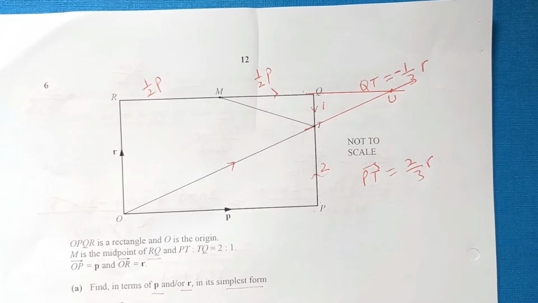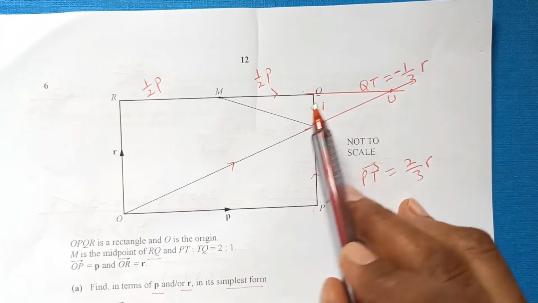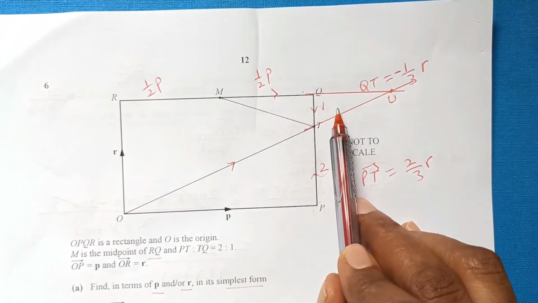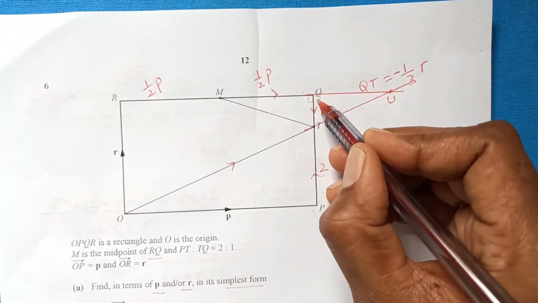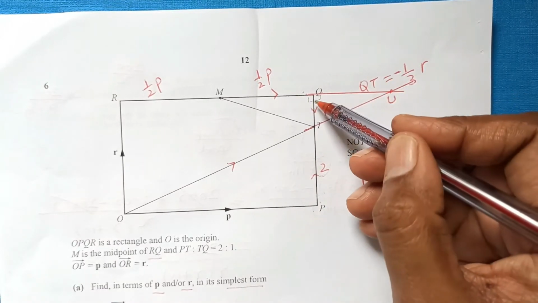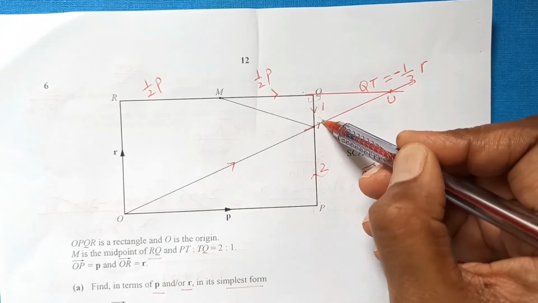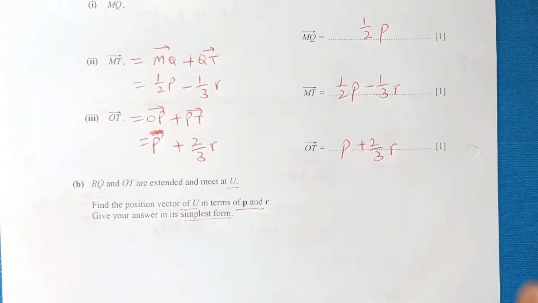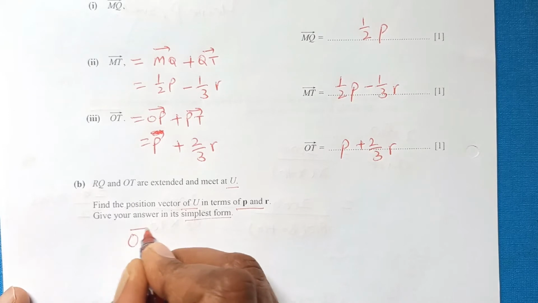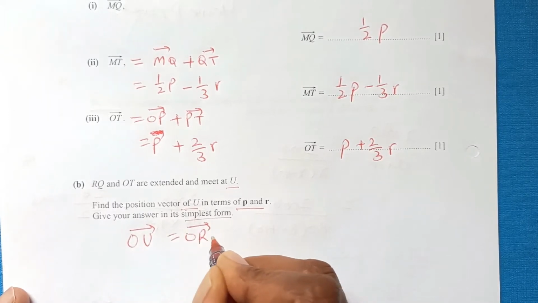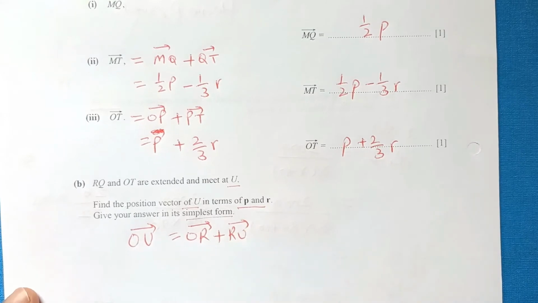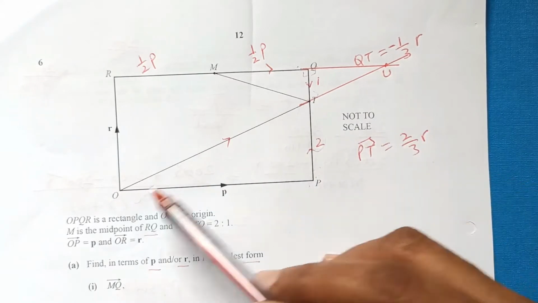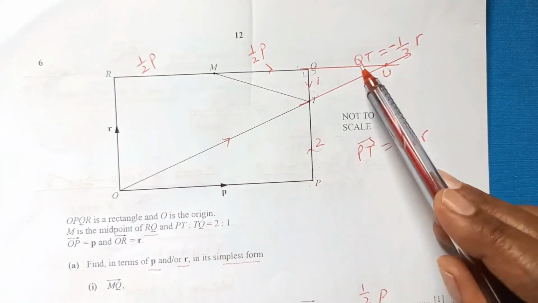Now you can see that this is acting as a mirror line, so these two triangles are congruent. Because this angle is 90 and this angle is 90, it is a perpendicular line, so this angle will also be equal. So these two triangles are congruent. So we can write OU as OR plus RU.